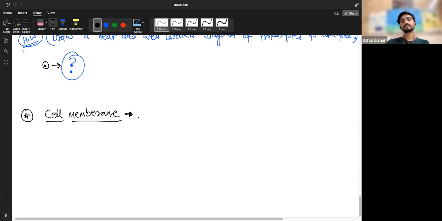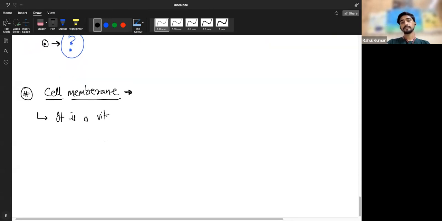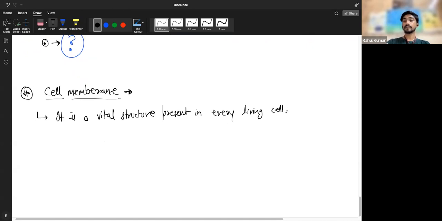Cell membrane is a vital structure present in every living cell. This is the first membrane that covers the cell and separates it from the surroundings, right? The cytoplasm is kept separate from the surrounding.